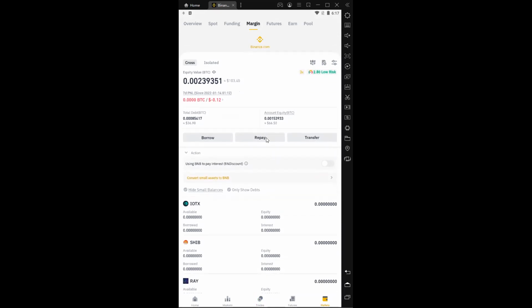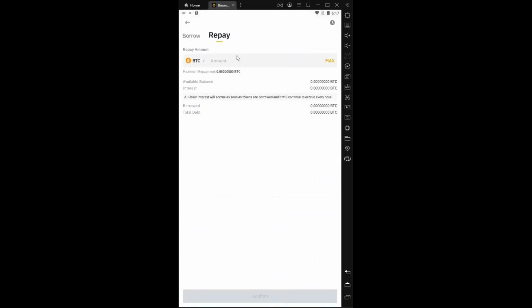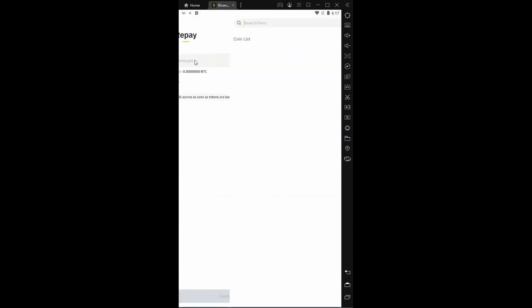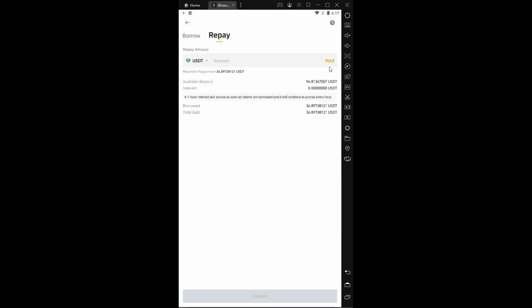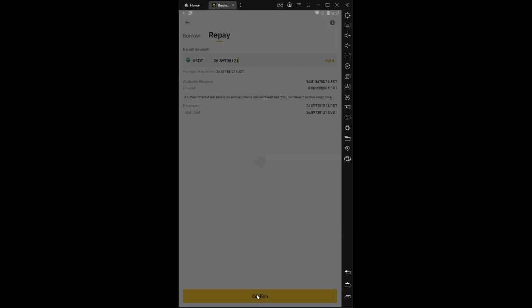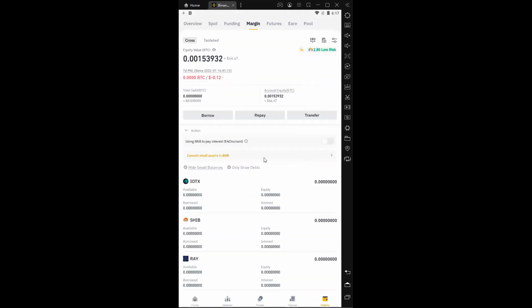Okay, it's still showing my total debt. So I just press repay USDT. Yep. So I've paid up everything, and I have my $66 back. So that is how margin trading works. So margin trading, their leverage doesn't go beyond 3 times for cross and 5 to 10 times for isolated. They don't go beyond that.